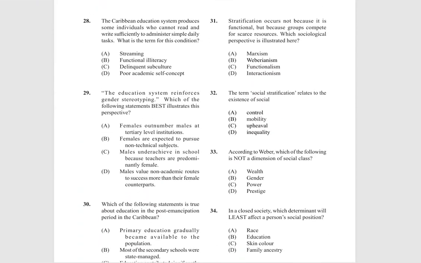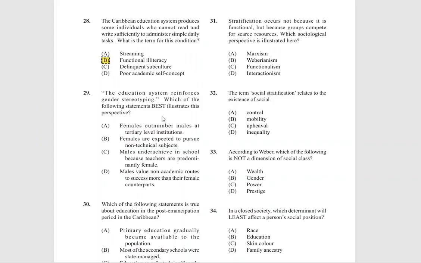28. The Caribbean education system produces some individuals who cannot read and write sufficiently to administer simple daily tasks. What is the term for this condition? We have A. Streaming, B. Functional illiteracy, C. Delinquent subculture, or D. Poor academic self-concept. So 28 is functional illiteracy.